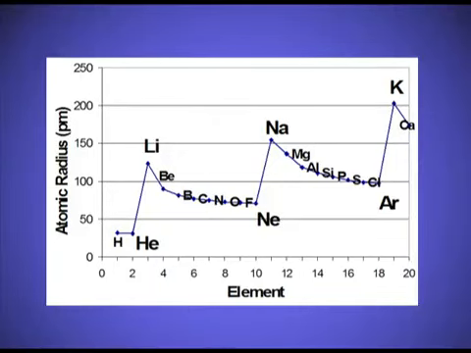From the graph also it is very much clear that in a period the atomic radii decreases from left to right. You can see there is a clear decrease in the atomic radii from lithium to beryllium, boron, carbon, nitrogen, oxygen and fluorine. Then there is a slight increase in the size of neon. Neon is a noble gas.